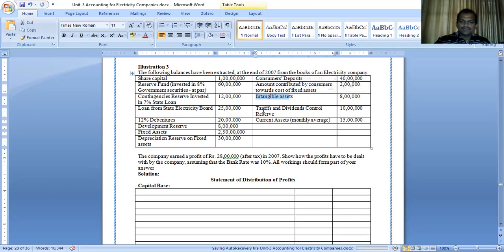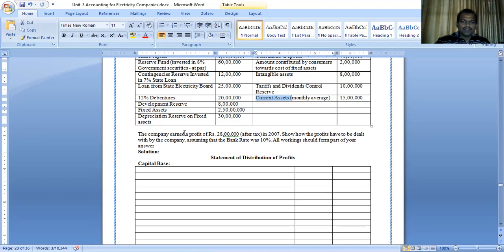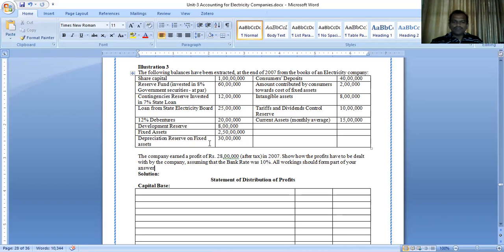intangible assets, tariff and dividend control reserve, current assets. The company earned 28 lakh as profit and the bank rate is 10%. So how to dispose of the surplus?